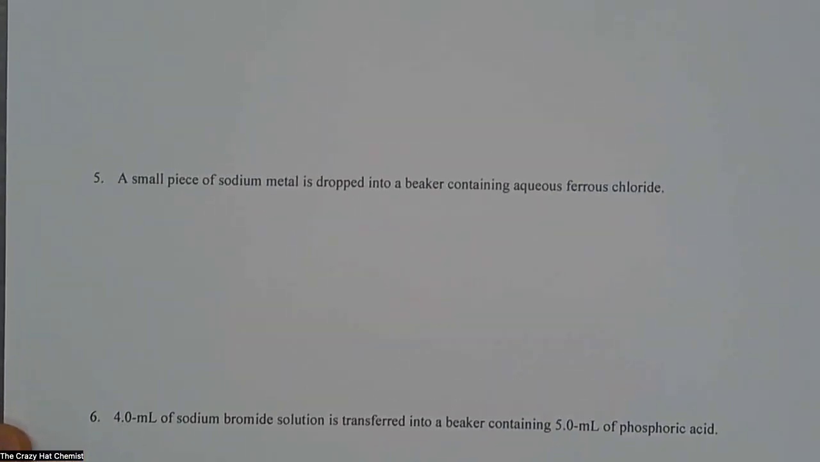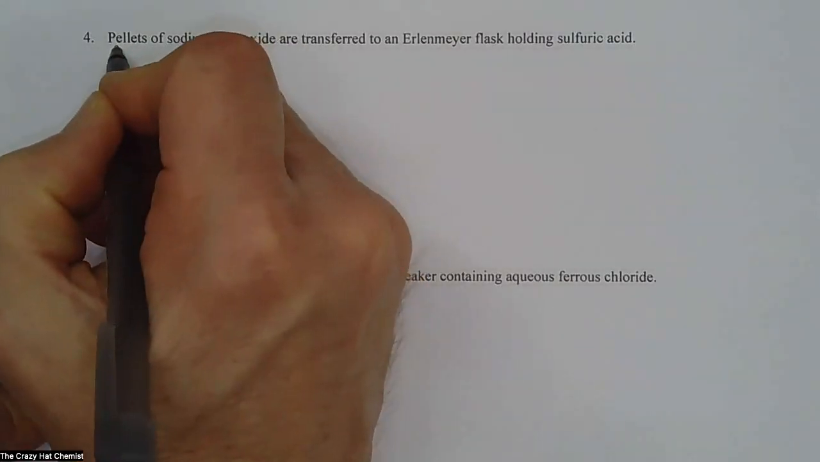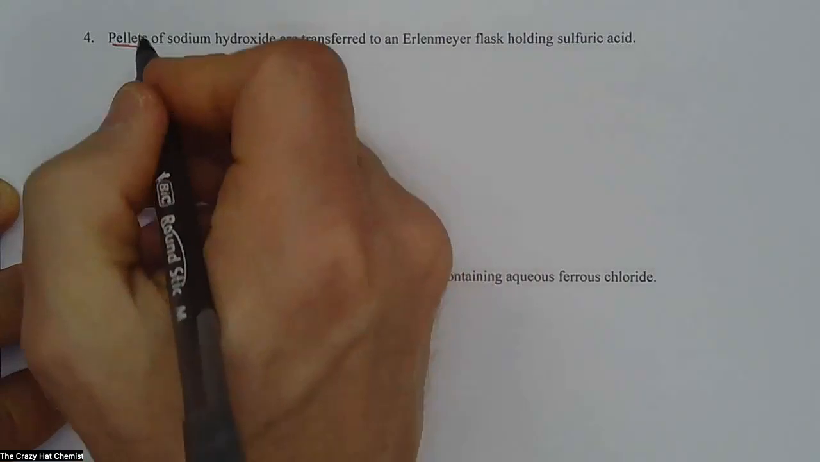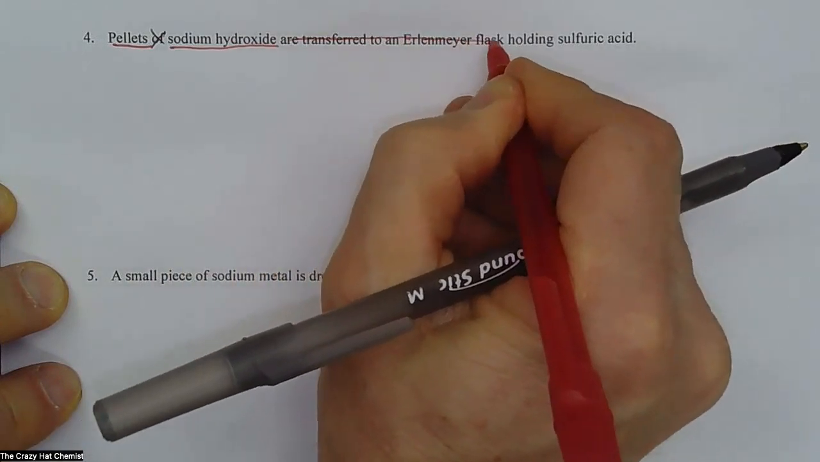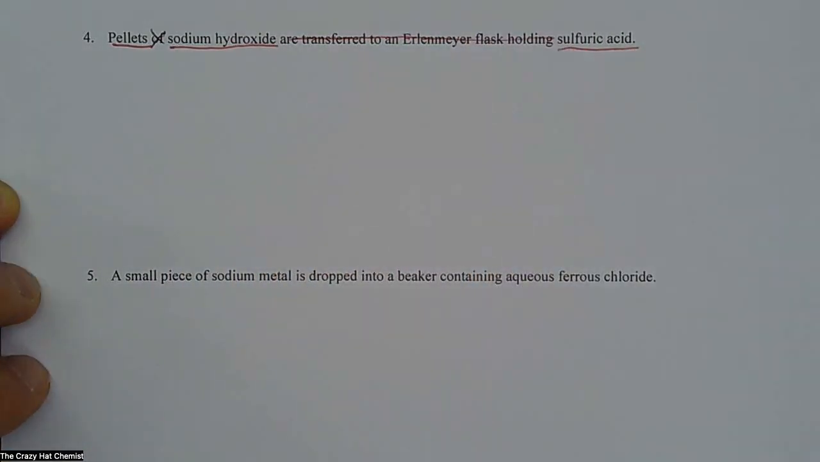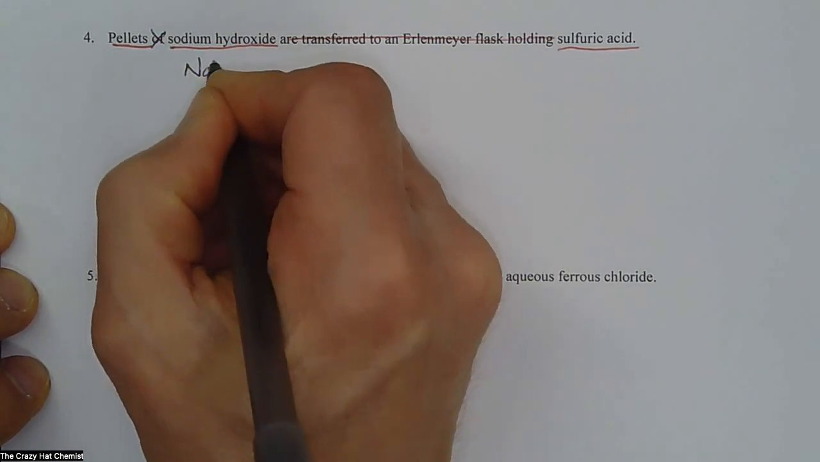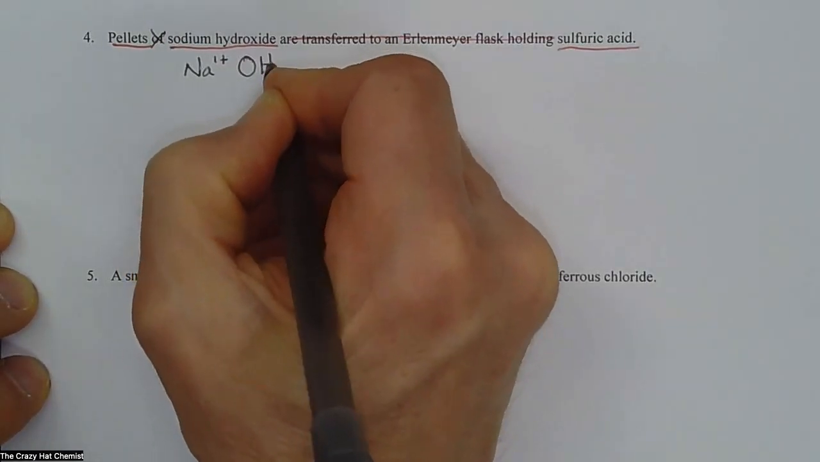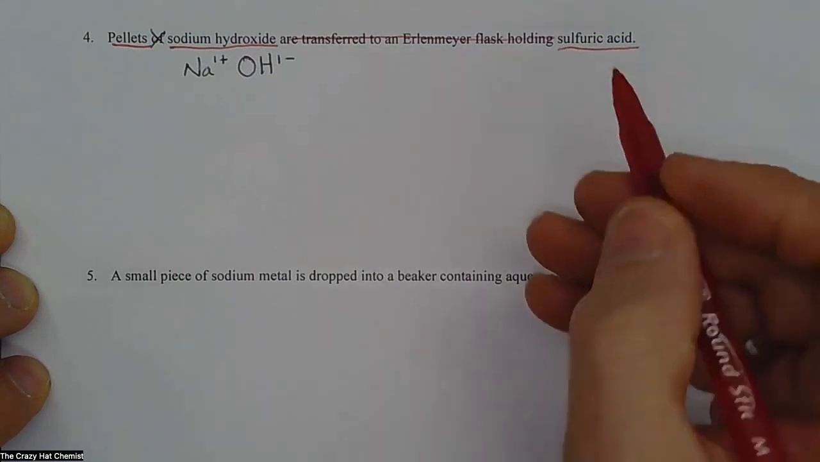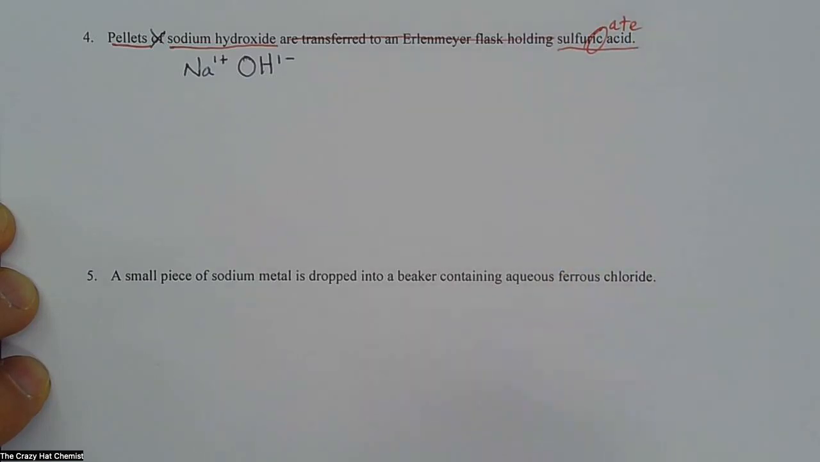All right, so let's move on to problem number 4. Problem number 4 says pellets of sodium hydroxide are transferred to an Erlenmeyer flask holding sulfuric acid. Okay, so pellets kind of indicates the state of matter. And sodium, as we mentioned before, is a group 1. And then hydroxide is a polyatomic ion, that's OH1 minus. And now we get into nomenclature with acids, and sulfuric is coming from sulfate, the polyatomic ion sulfate.